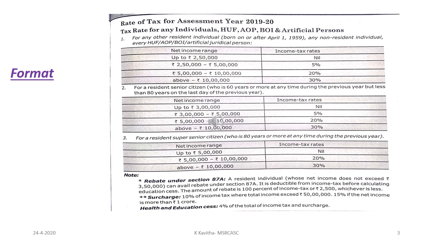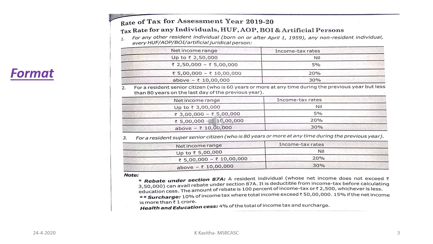There is a third category of citizens who are called super senior citizens, whose age is above 80 years. For them, up to 5 lakhs there is no tax. 5 to 10 lakhs, 20%, and 10 and above it is 30%.